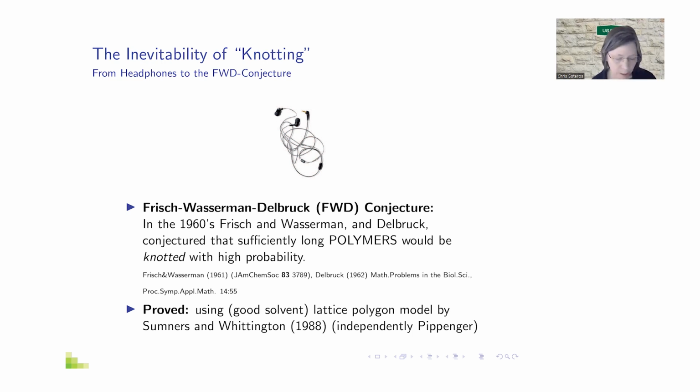However, you can use combinatorial arguments. In particular, one of the first results proved using a lattice model was the Frisch-Wasserman-Delbruck conjecture. That was a conjecture in the 1960s that sufficiently long polymers would be knotted with high probability. De Witt Sumners and Stu Whittington proved that using a lattice model, and independently Pippenger did too. They showed that all but exponentially few self-avoiding polygons on the simple cubic lattice are knotted. I will outline the ingredients of that argument.